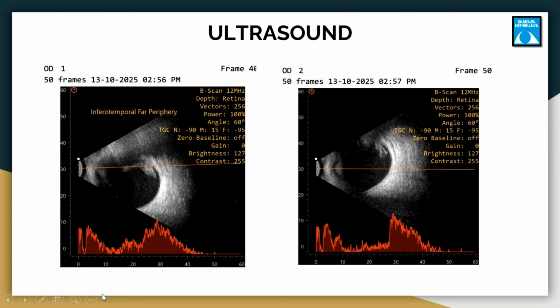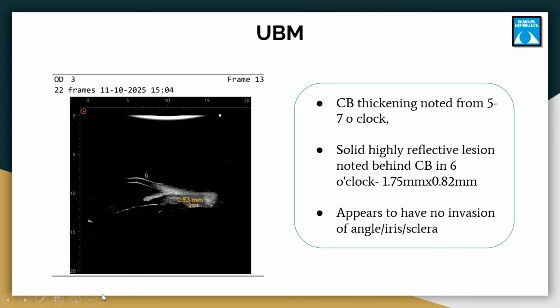Presentation. We proceeded with the UBM. This is one frame which showed a ciliary body thickening from 5 to 7 o'clock. There was a solid, highly reflective lesion noted behind the ciliary body, measuring 1.75 mm by 0.82 mm. This lesion appears to have no invasion of the angle, iris, or the sclera.